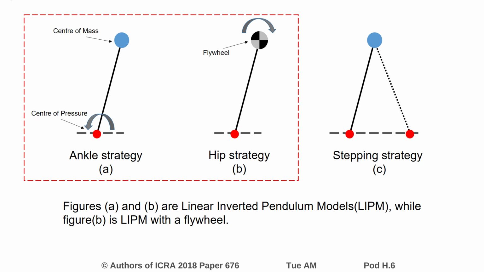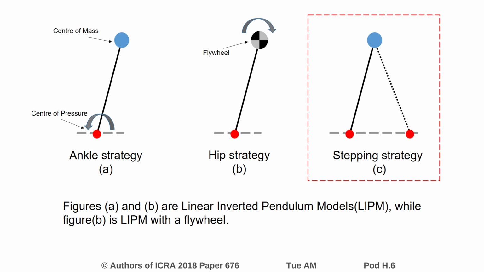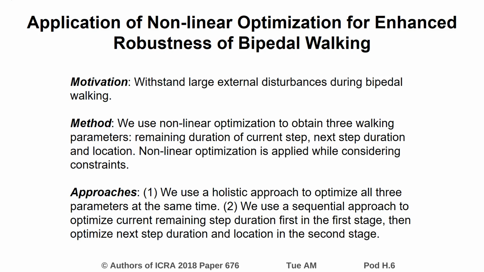While ankle and hip strategies are used for smaller disturbances, we humans tend to take a step or even a few steps of different step length for larger disturbances. The same holds for robots. In our comparison study, we will study the stepping strategy and analyze when, where, and how long to step for maximal disturbance rejection. In our paper, we proposed a holistic and a sequential optimization approach to obtain three walking parameters, which will determine the ability to recover from pushes.